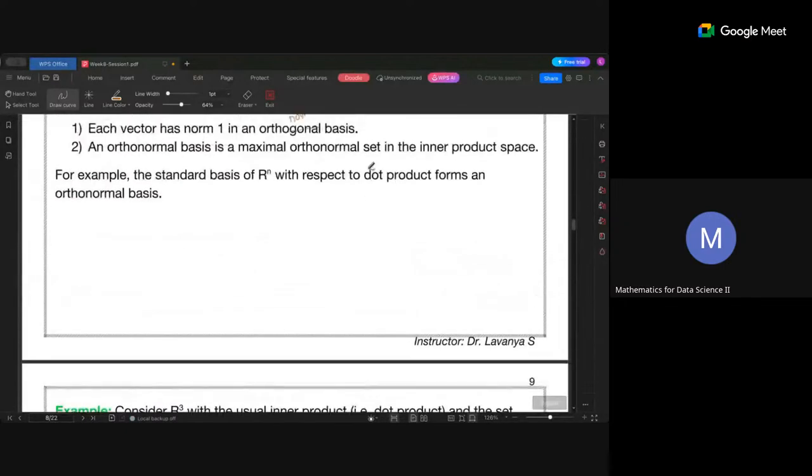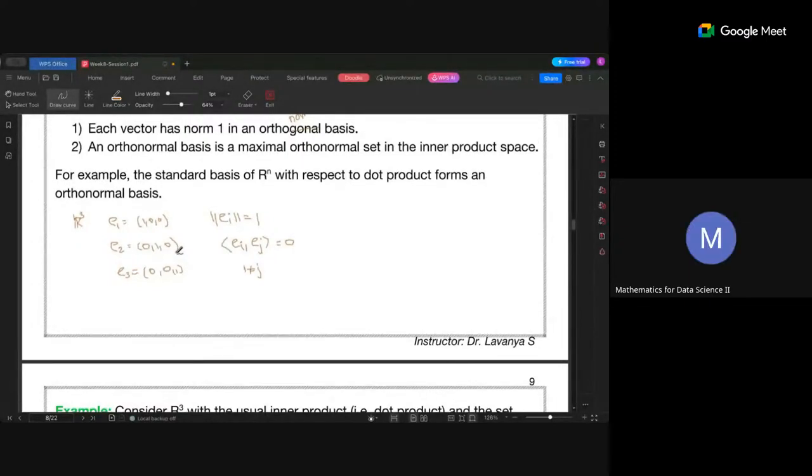So, for example, if you take R3, E1, E2, E3, what is norm of each vector? One. With respect to usual inner product? One. And what is Ei, Ej when i not equal to j? Zero. Okay. Orthonormal basis in R3. With the usual inner product, will they always have to be in this form 1, 0, 0, 1?